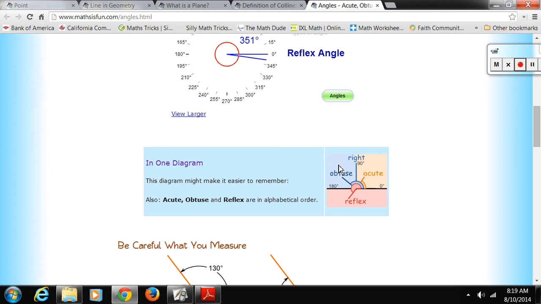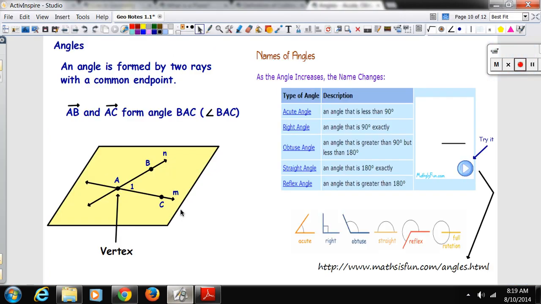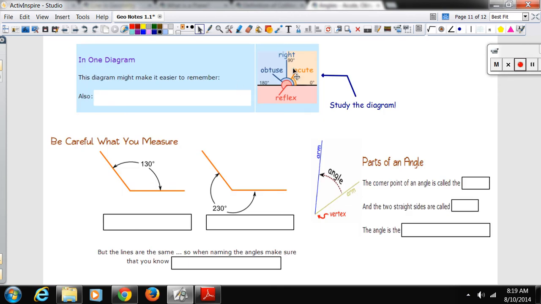And this is a great diagram. I believe I put it in your notes on the next page here, and you can pause it if you need to fill stuff in. But this diagram right here really shows you there's your acutes, there's your rights, there's your obtuses, there's your reflexes, and it gives you all of it. And acute, obtuse, and reflex are in alphabetical order, so you can go A, O, R. That's how I could remember them, is that they have to go in alphabetical order, except for the right angle.